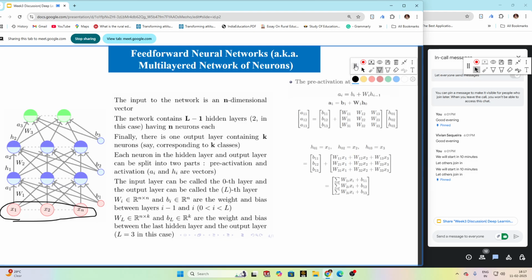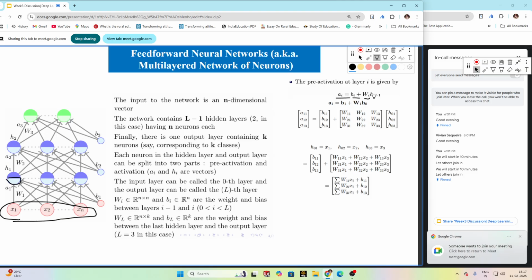So let me show you by an example. This is this part. How can we find out Ai? I have already told it: it is the bias plus the weight into the input of the previous layer. That is how we get the pre-activation input of the neuron. So how do we calculate A11, A12 and A13? They will equal B11, B12 and B13, the biases of all the neurons of this layer, plus W11, W12, W13.